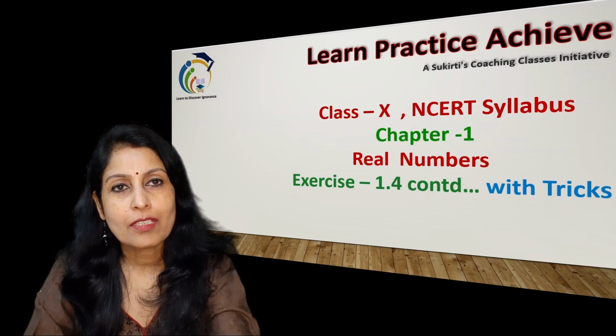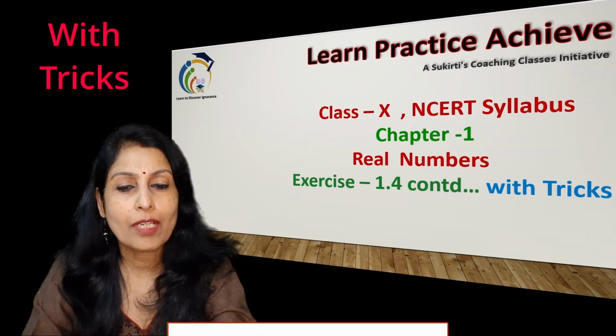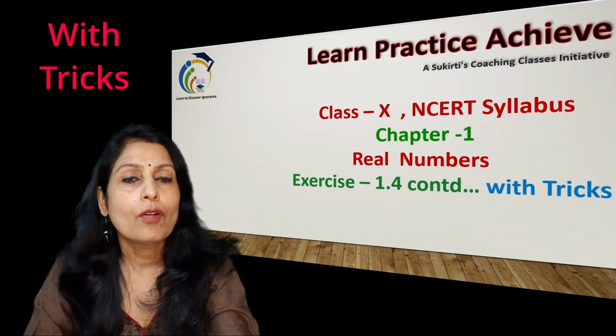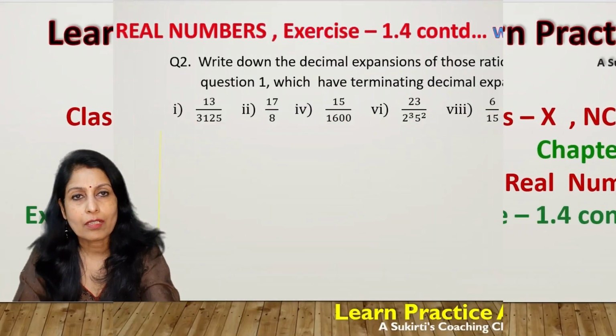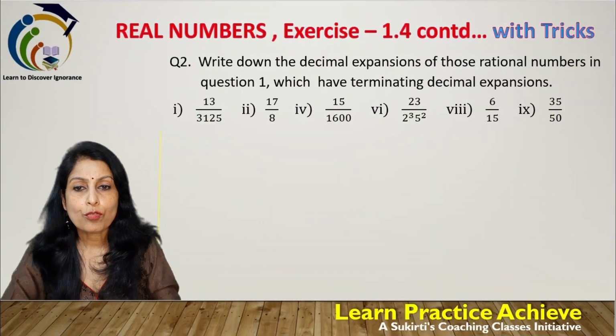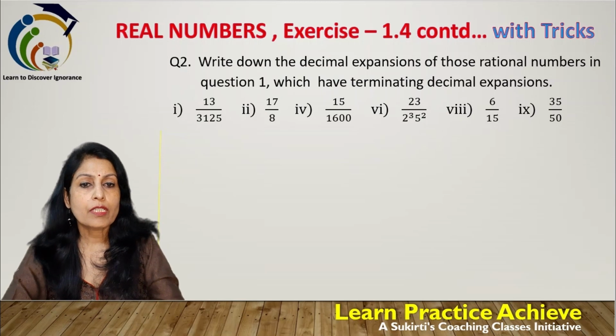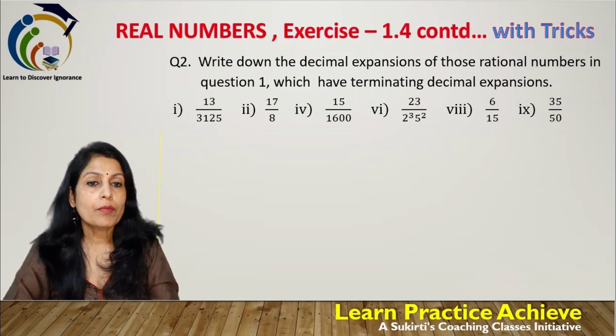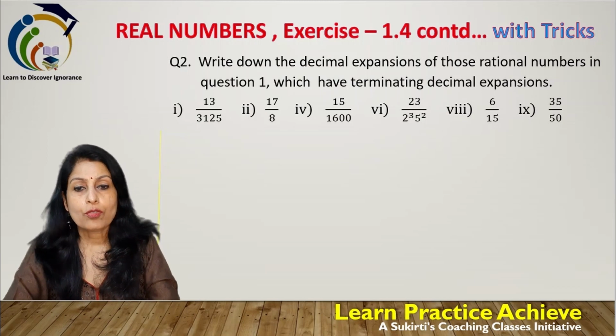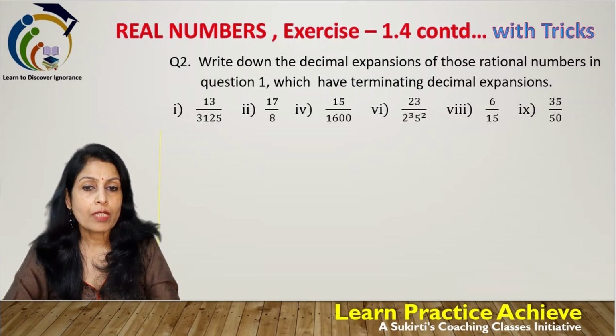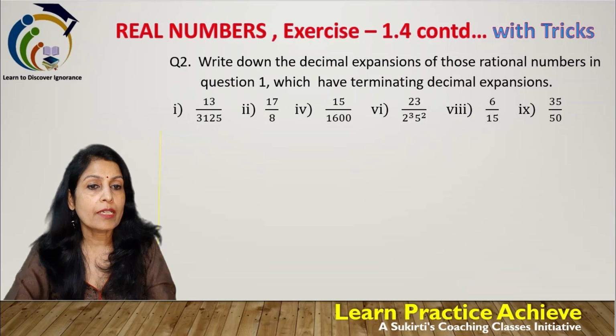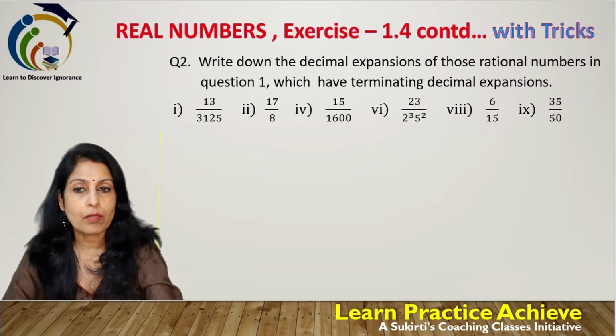Today we will discuss the rest of the questions of exercise 1.4 of real numbers. So let's start. Now we will start with question number 2. Write down the decimal expansion of those rational numbers in question 1 which have terminating decimal expansion. So in question number 1, parts 1, 2, 4, 6, 8 and 9 have terminating decimal expansion. So we will only find out the decimal expansion of these numbers.